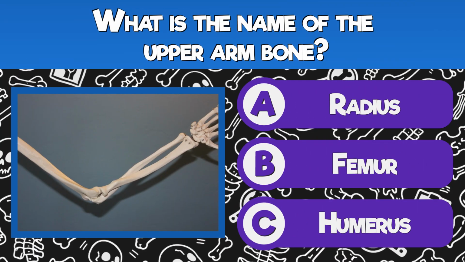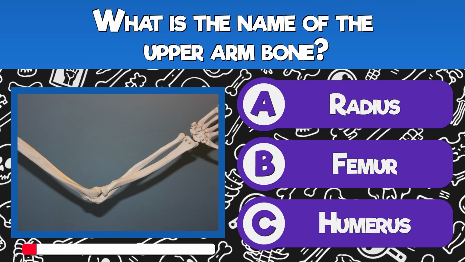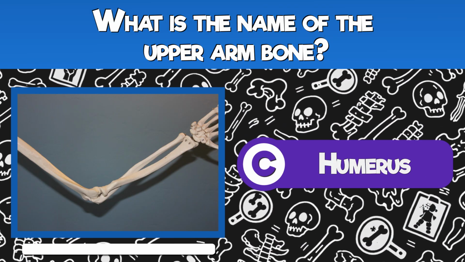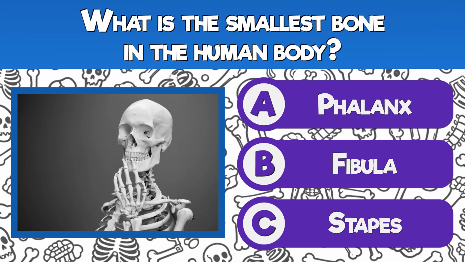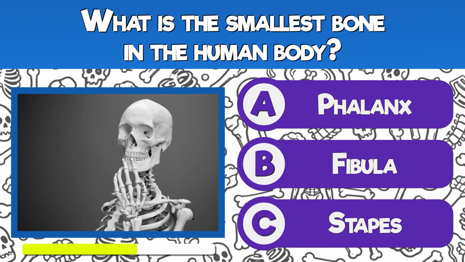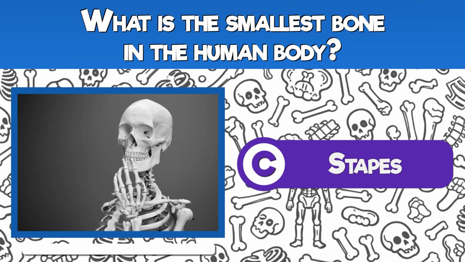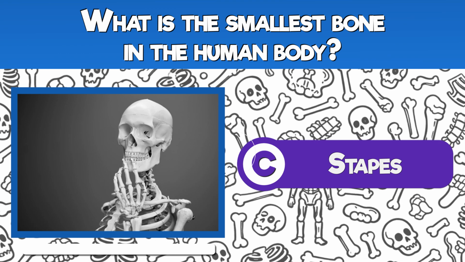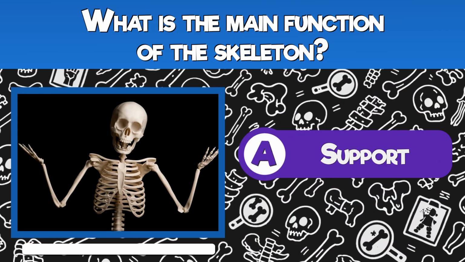What is the name of the upper arm bone? The humerus. What is the smallest bone in the human body? The stapes. What is the main function of the skeleton? Bring support.